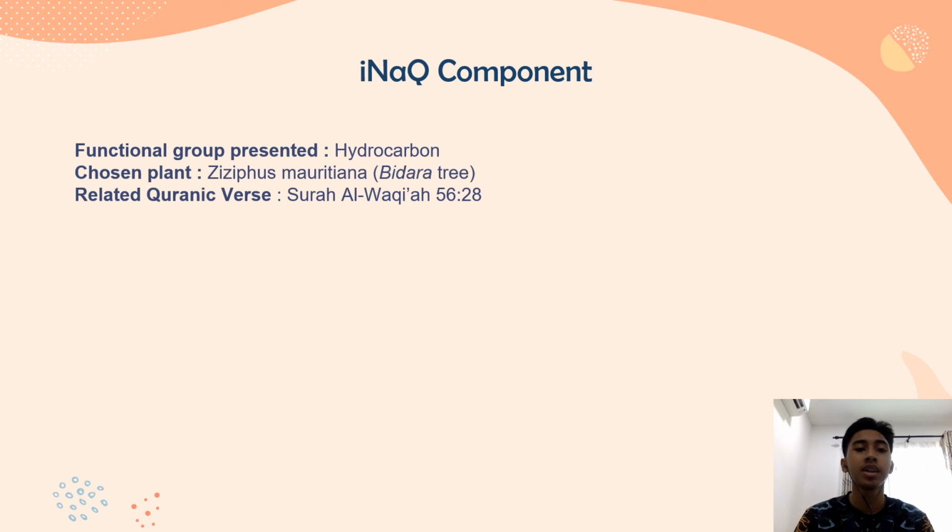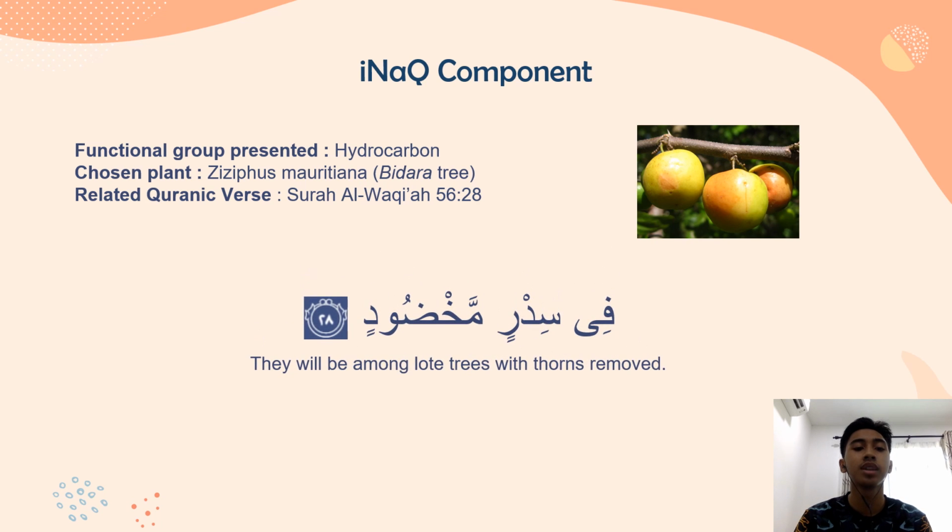The chosen plant is Ziziphus mauritiana, also called the bidadari tree. Related to a Quran verse, we chose an ayat from Surah Al-Waqi'ah that means there will be lote trees with thorns removed.